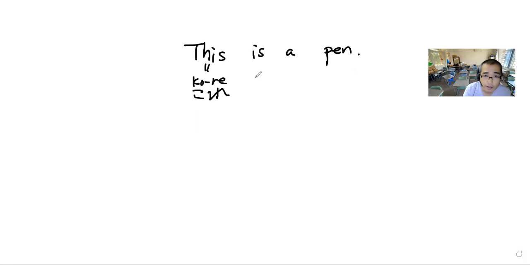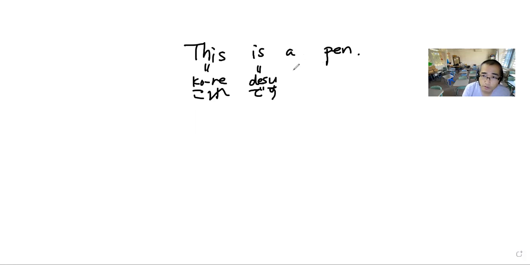Today we want to start with "this is a pen." That's a very simple English sentence. Let's make it a Japanese sentence. Maybe you can find out this. This is これ。Then is です。Then pen, a pen.